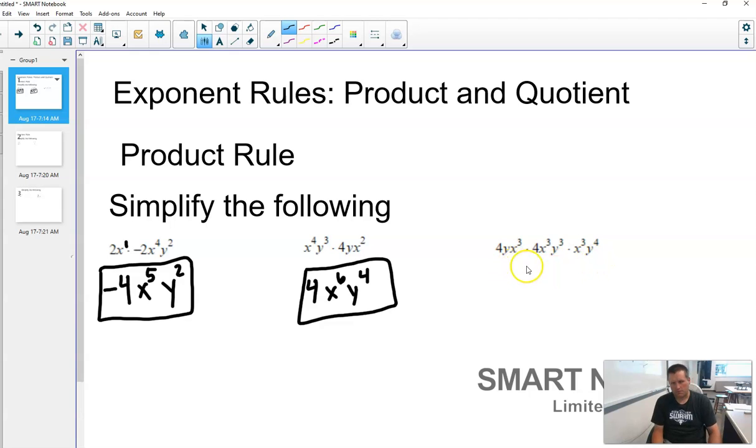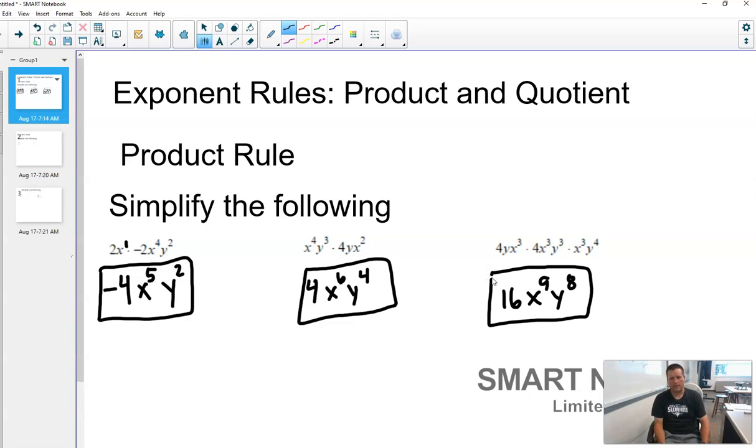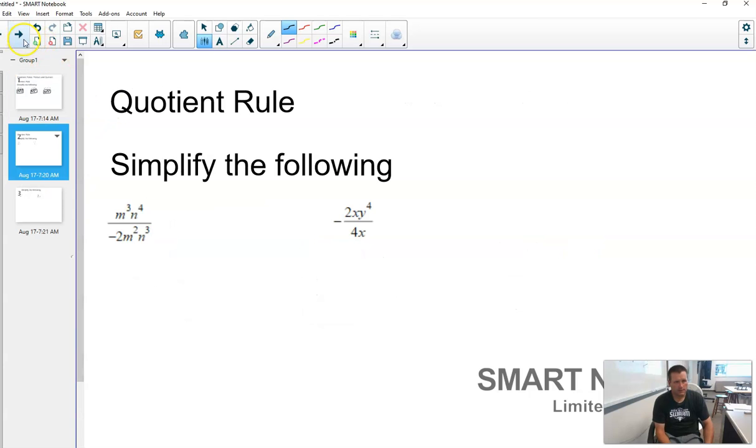If I have multiple things, I just do every single one. So for my coefficients, I have 4, 4, and 1. I multiply those all together. Again, multiply coefficients, add exponents. So 4 times 4 times 1 gives me 16. Then I have x to the third, x to the third, x to the third, so 3 plus 3 plus 3 is 9. And then I have y to the first, third, and fourth. So 1 plus 3 is 4, plus 4 is 8. So that would be my final simplified answer. We're just trying to make sure we simplify these all the way.